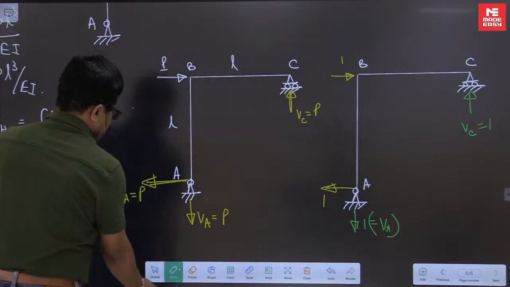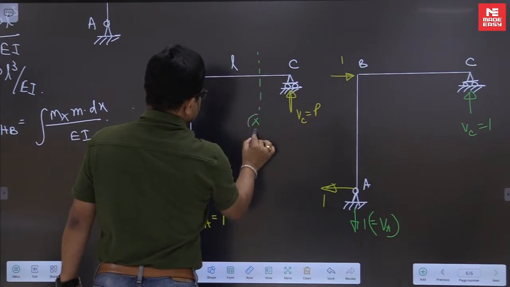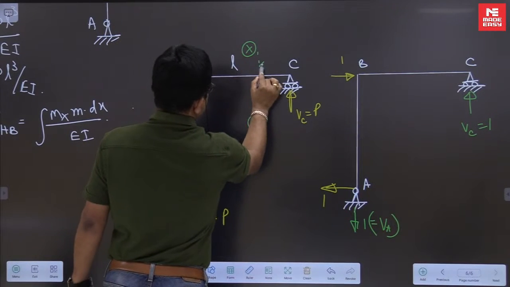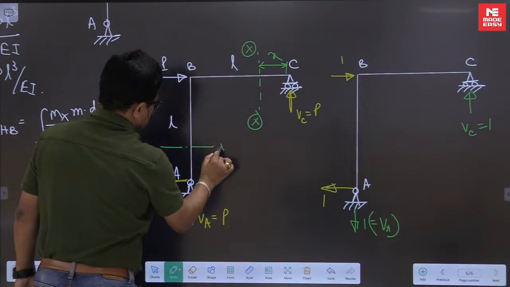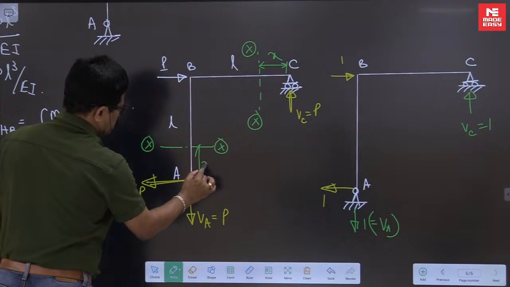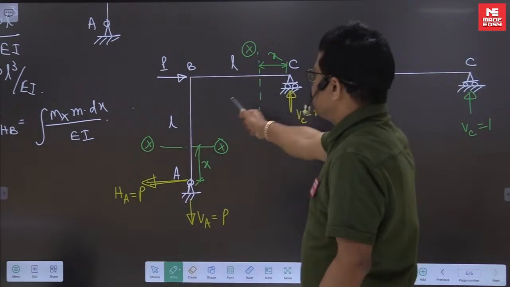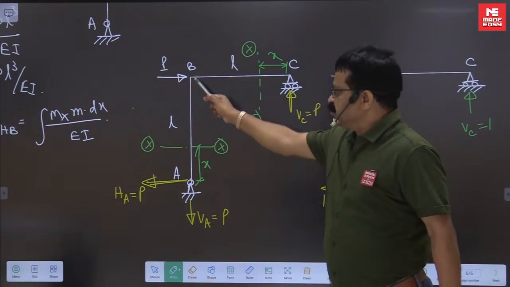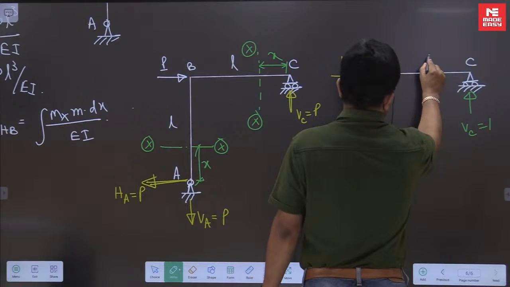Now take sections wherever you want, whichever side is easier. Take a section XX at a distance of x. Now you see, both members are contributing to the horizontal displacement of joint B because moment is developed here. Moment is developed here, like that.